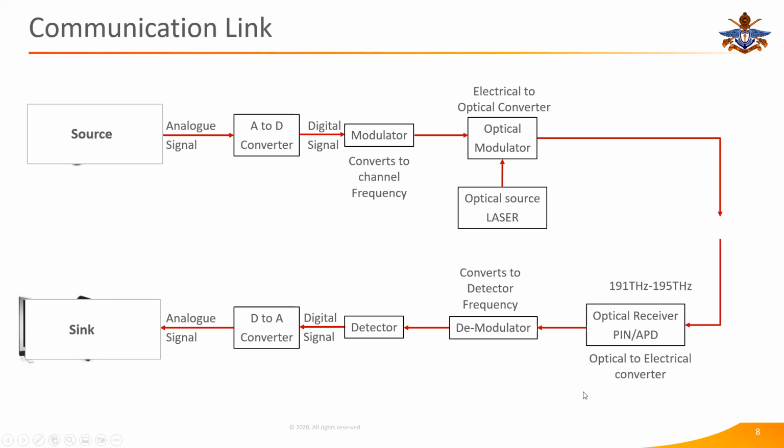Now in fiber optics, we use the frequency band between 191 terahertz to 195 terahertz. Now there's a big shift. If you look at radio waves, we were using 100 kilohertz to 5 megahertz, 5 gigahertz. In here, we are using a far higher frequency than what we were using in radio waves. And in between, you have an optical signal. So you get this conversion and you receive the signal.